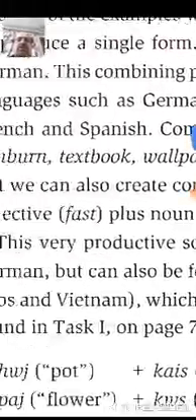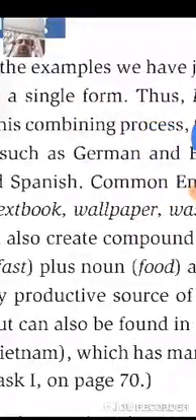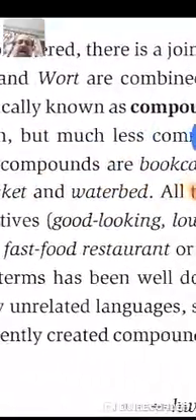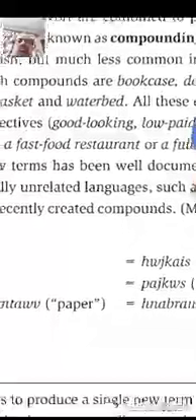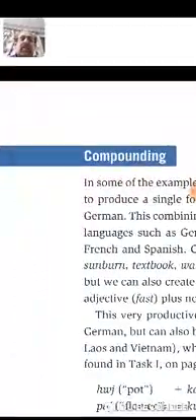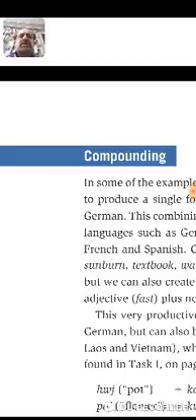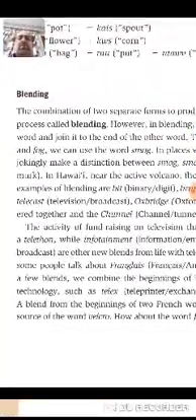These combinations are called compounding. Sunburn, textbook, wallpaper, waste basket, and waterbed are examples of compounding. So you can put two things together to make a bigger word. It is as easy as that. Compounding is very frequent in many languages, including English and Farsi, and I suppose Arabic. I don't know whether Arabic has compounding or not, but I suppose there are many examples, like ma al-ward. I don't know exactly. Maybe you are going to help us with this.